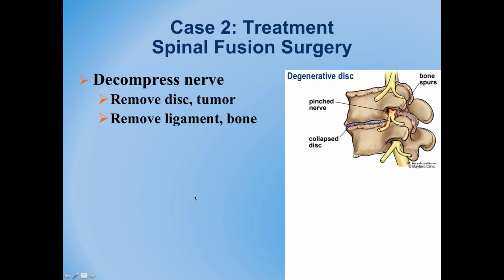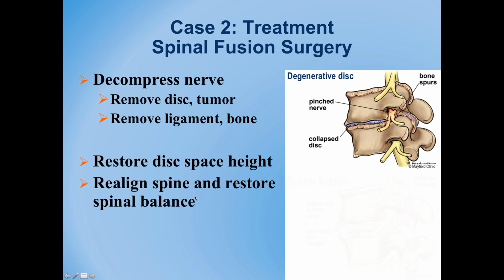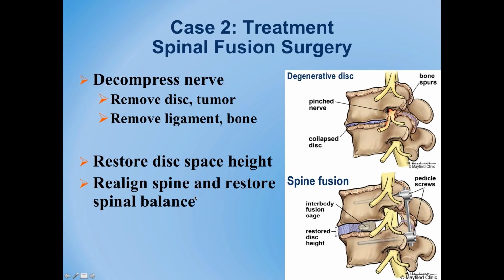This patient has a different surgical treatment. She needs her nerves decompressed, but because her spine is out of alignment and unstable, she would also need a fusion with rods and screws. The goals of the surgery are the same: to decompress the nerves by removing the disc, removing the overgrown ligament, or any compressive structures. We'd like to restore the height of a collapsed disc, and we'd like to realign the spine when we consider a spinal fusion.